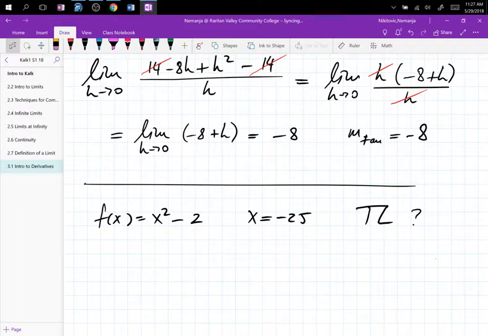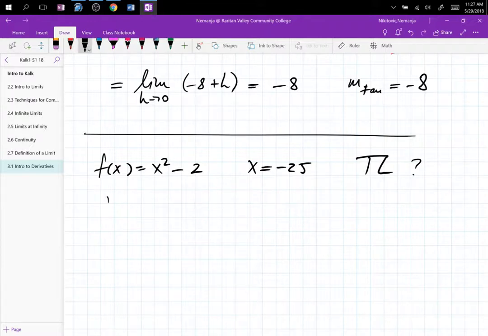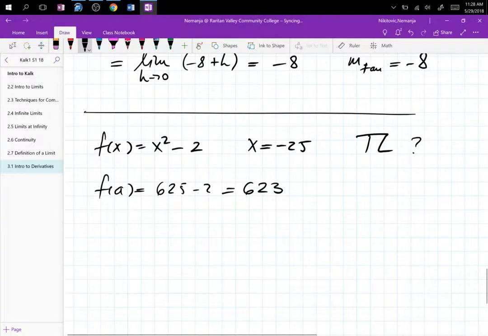And I'm pretty sure that as soon as we're done with negative 25, I will want x equals 7. I can feel it right now, even without getting through this one. I can feel x equals 7 coming up next. Oh well, such is life, right? So f of a is negative 25. Wow, that's squared. That's 625 minus 2. That's 623.